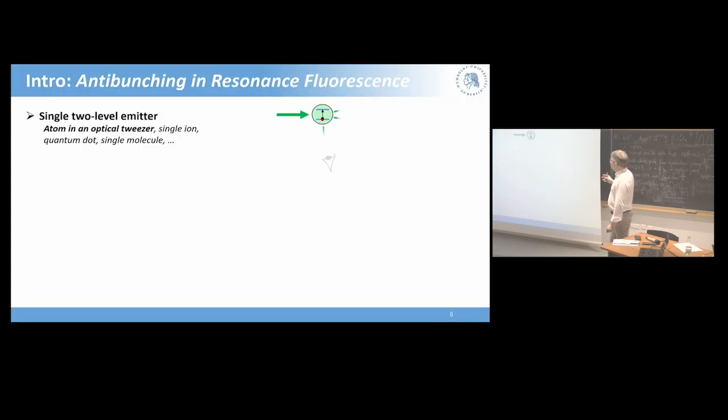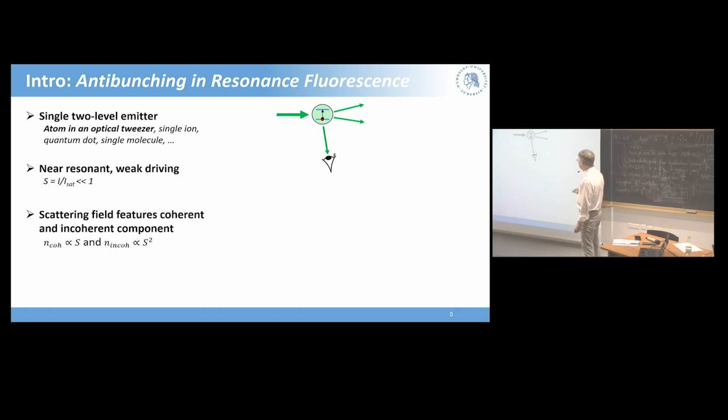Good. So now let us look at anti-bunching in resonance fluorescence, and I can race through that because, if we drive a single emitter, already Kimble did that, and here for simplicity we assume a near-resonant light field and weak driving, so the intensity does not saturate the emitter. Then if you look up in textbooks, you see that the scattered field features a so-called coherent and incoherent component, where the coherent component scales with the intensity and the incoherent component scales with the intensity squared.